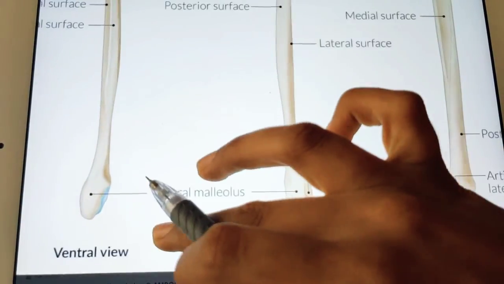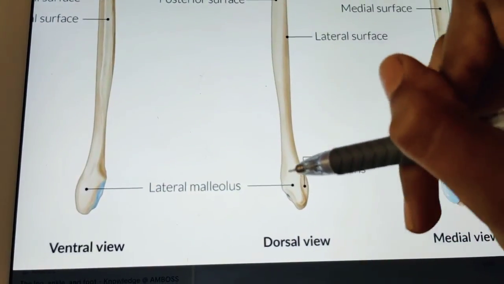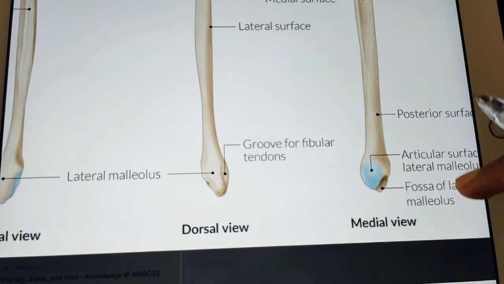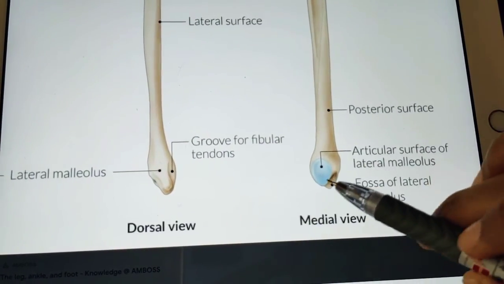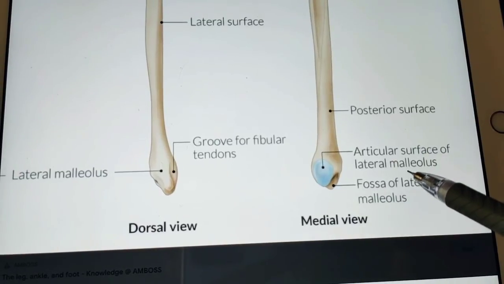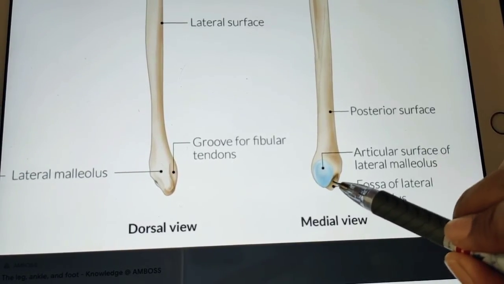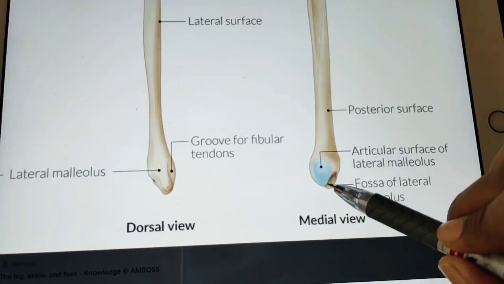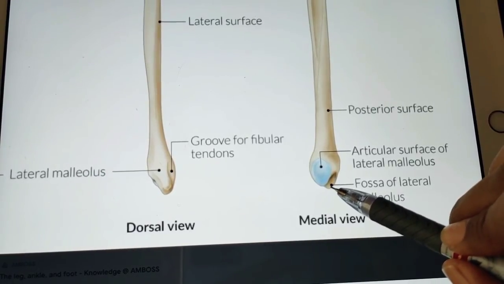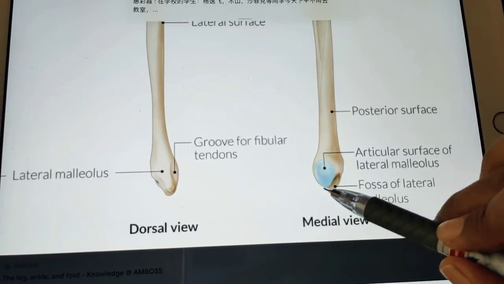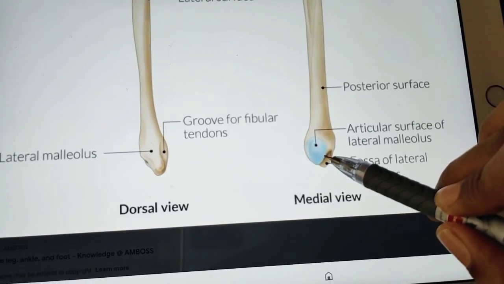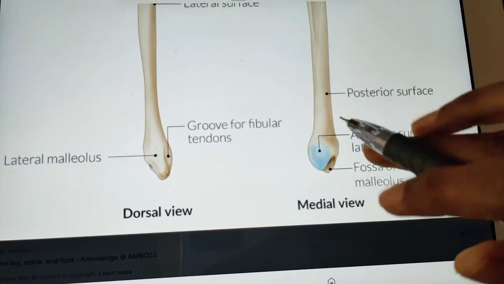Now coming to lower end or lateral malleolus, let us discuss about this part mainly. This is lateral malleolus. This is on anterior side view. This is the dorsal side view, and you can see this is the medial view. Mainly in the medial view, if you see, there is an articular surface of lateral malleolus and there is a fossa of lateral malleolus, right. So fossa of lateral malleolus is present posteriorly. Anteriorly you have the articular surface of lateral malleolus.